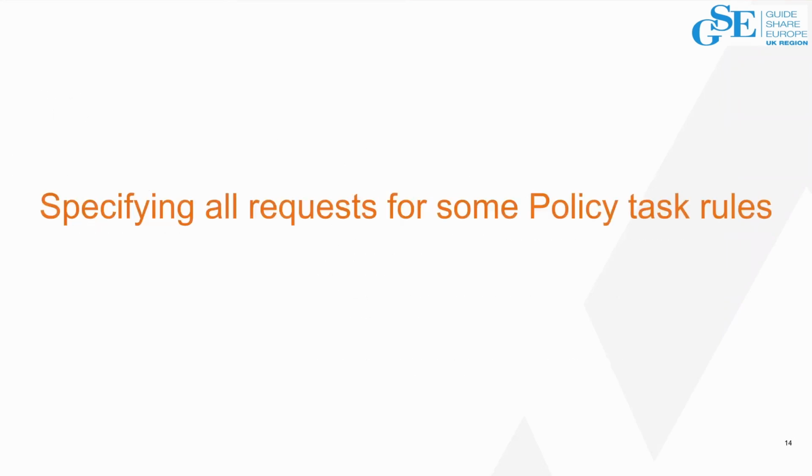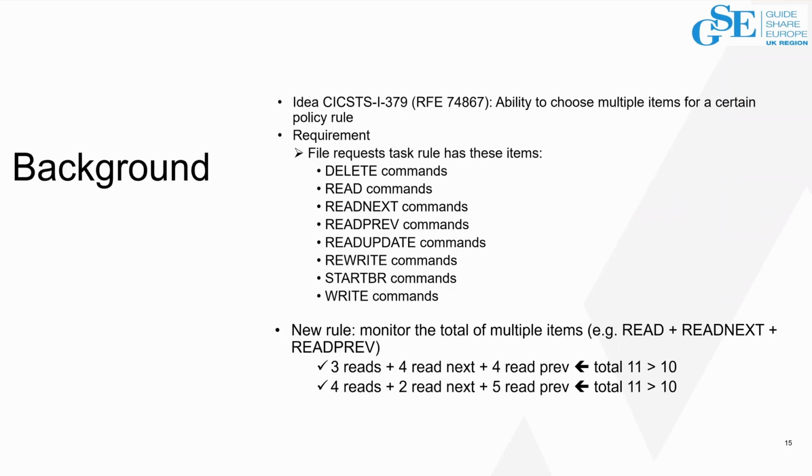Moving on again, the third policy enhancement. This was specifying all requests for some policy task rules. Now, we had a number of existing policy task rules that applied to things like file control and temporary storage and transient data, where you could say, tell me, or take an action, if this program issues more than 10 read requests to a file or something like that.